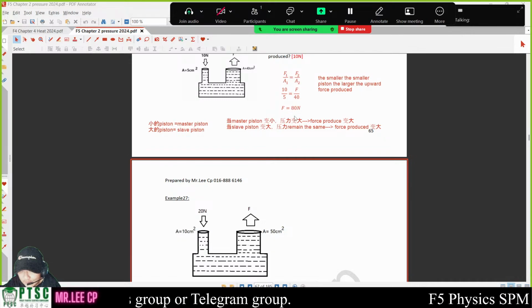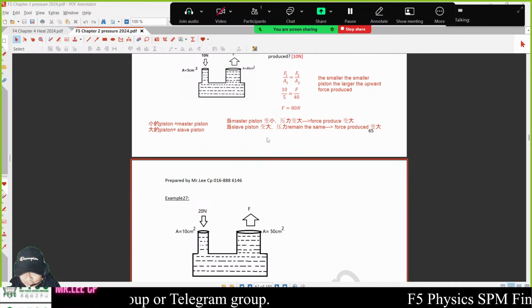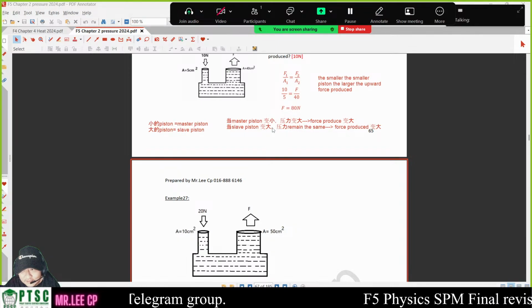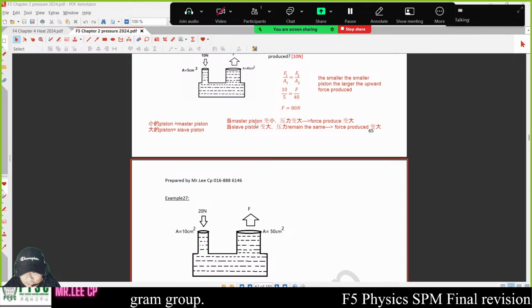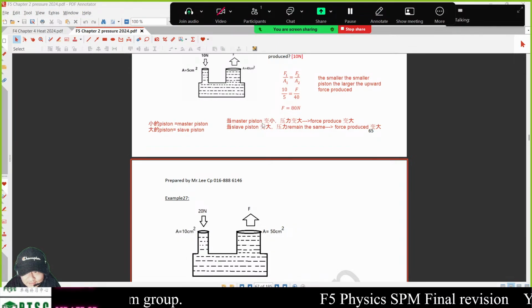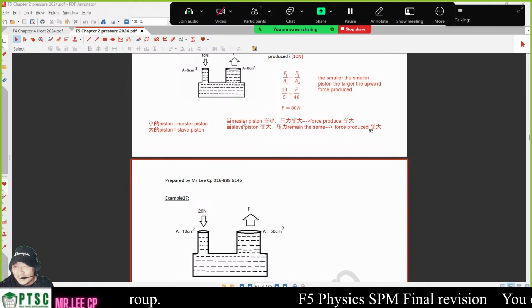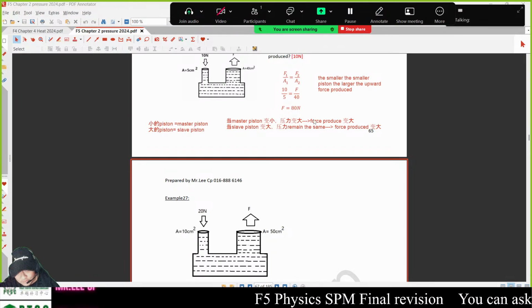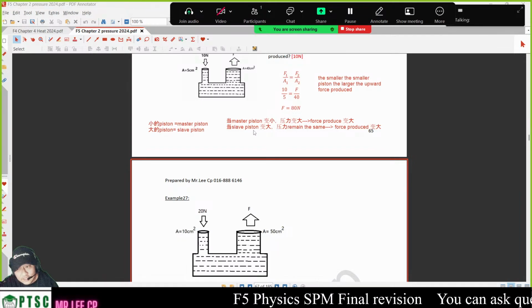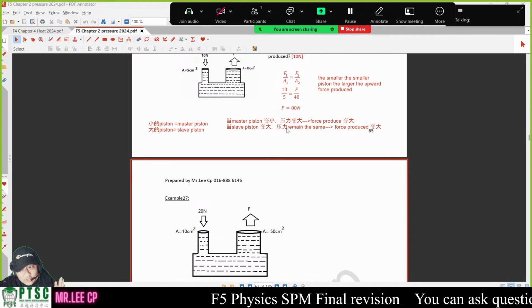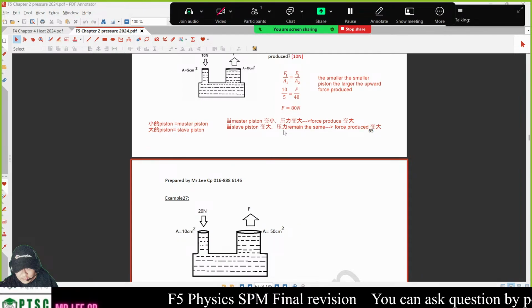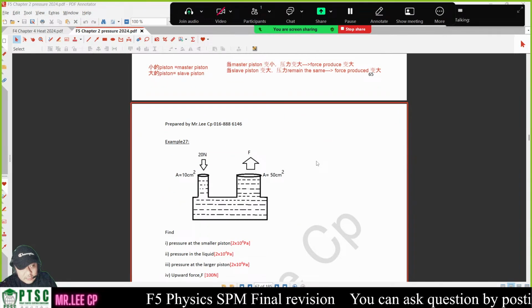This one, if you want, you can take a screenshot. Save it. Smaller master piston, pressure bigger, so the force produced will be bigger. Slab piston bigger, so the pressure remains the same, but the force produced will be bigger.